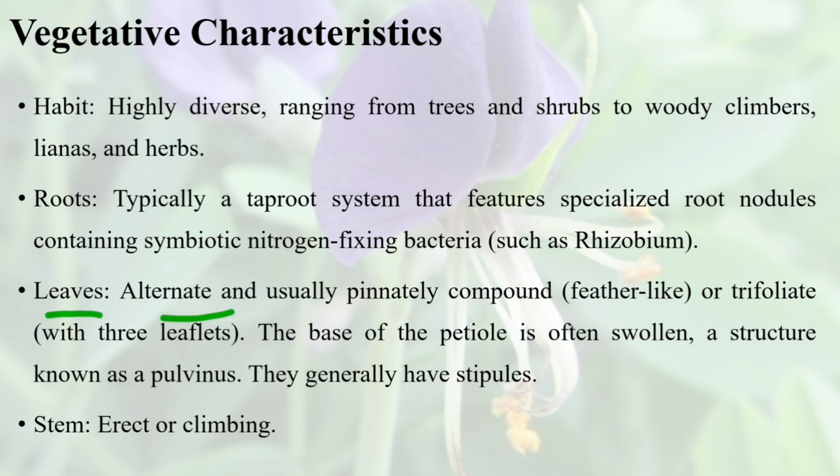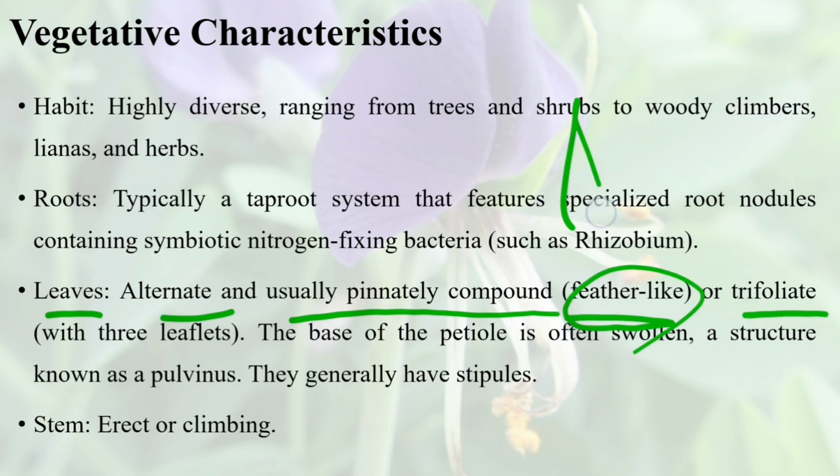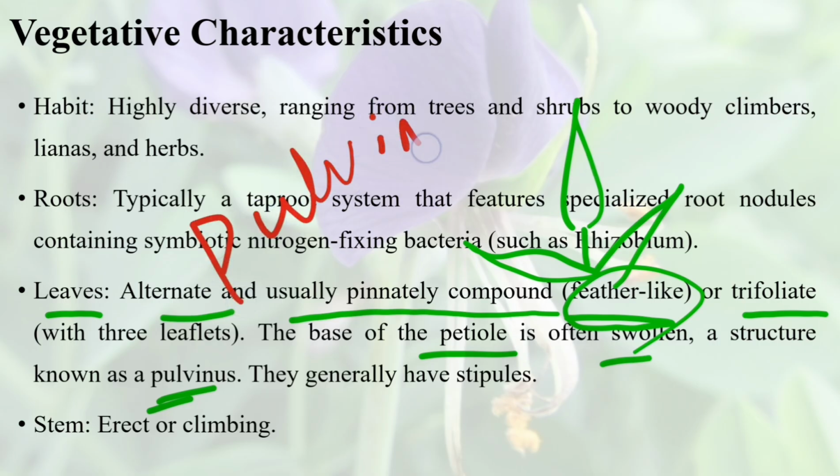Leaves are alternate, usually pinnately compound. Feather like leaves are there. Sometimes trifoliate leaves are there. The base of the petiole is often swollen, called pulvinus. Remember this term, pulvinus, that means swollen petiole. They generally have stipules. So these leaves are stipulate and petiolate. Stems are sometimes erect, sometimes climbing.